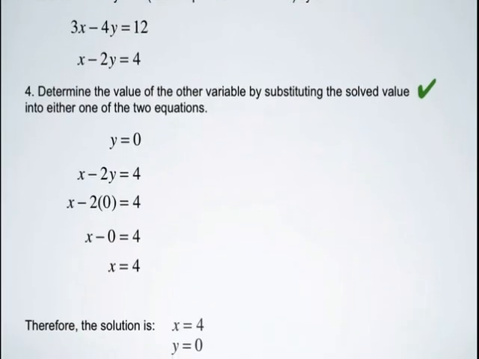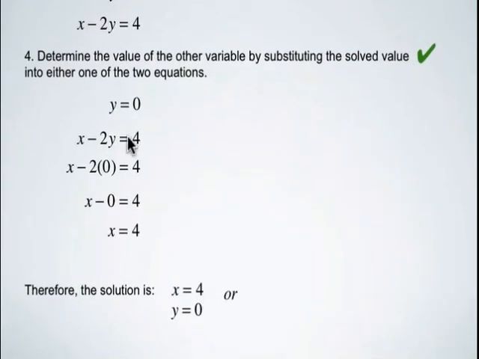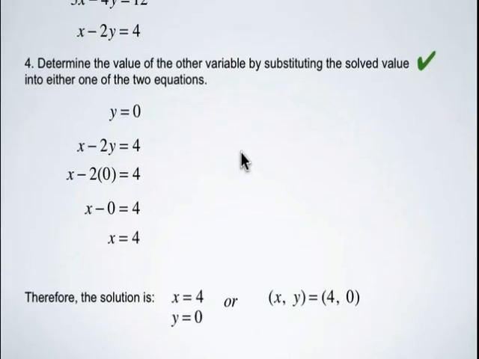So our solution then is x equals 4 and y equals 0, or we can express this as an ordered pair. So the point of intersection where these two lines are going to meet is (4, 0). So the solution for our linear system is (4, 0).